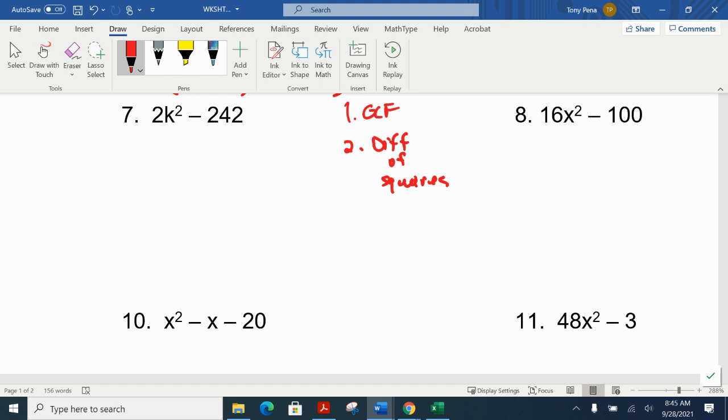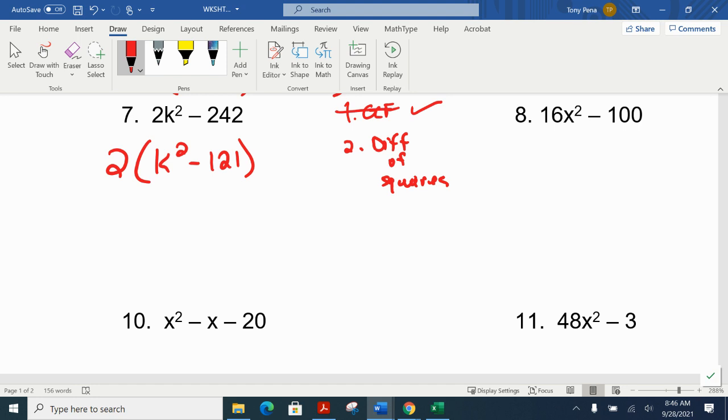Let's see where we're at. Omar was, so again, here's our steps for a binomial. So we have two terms here. We first look for a GCF. Was there one, Omar? What is it? Good. 2 goes into both of those numbers. There is no k common to both though. So we're just going to pull out a 2. If I pull out a 2, what's left over, Omar? What is it? Good. K squared for the first term minus 121 for the second term.